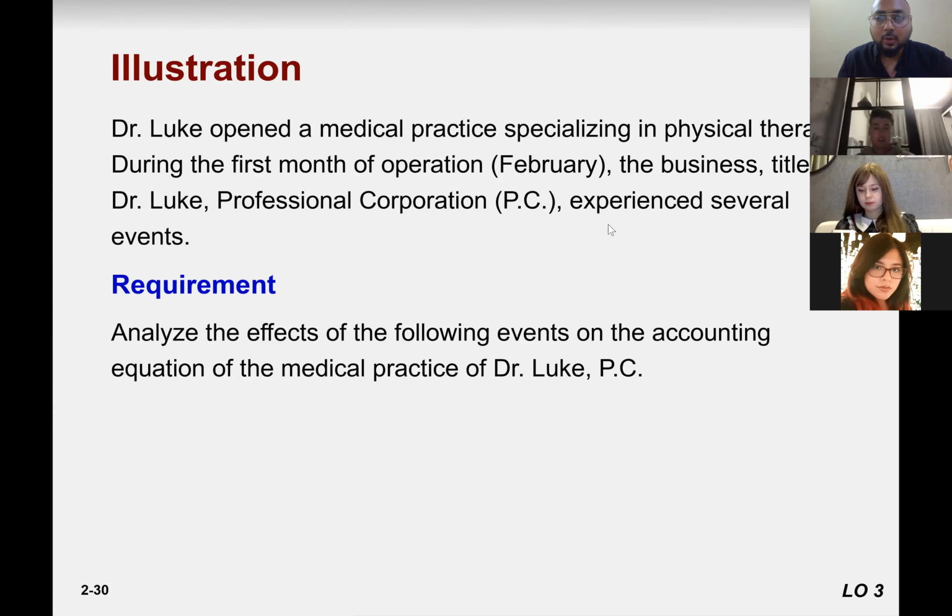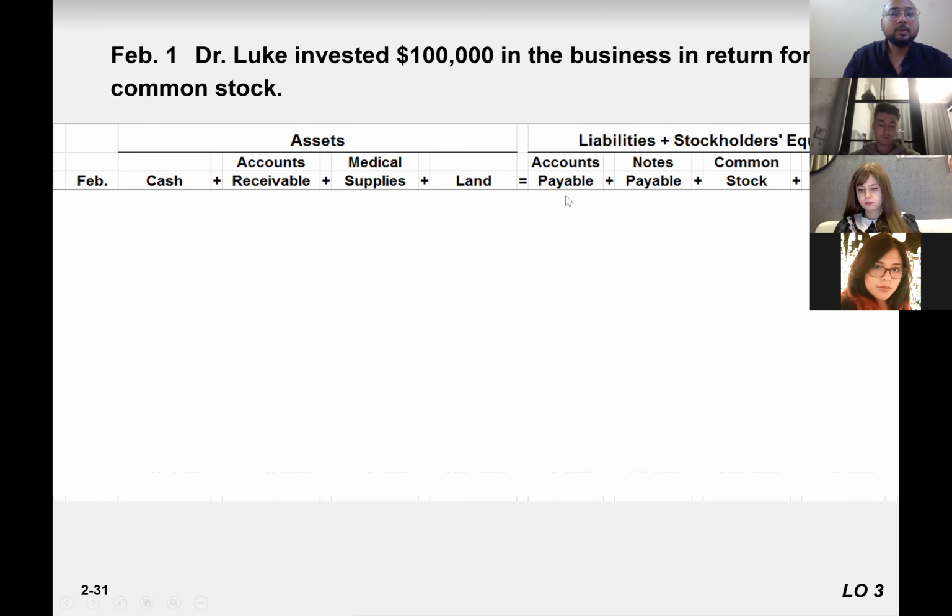Okay, so open the file and just compare the answers. In our first transaction, February 1, Luke invested 100,000 in the business in return for common stock. Here we go, right? Cash and then common stock. And then, for the second, I have to adjust the controls.